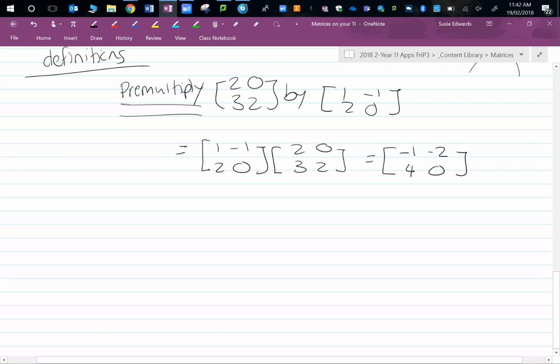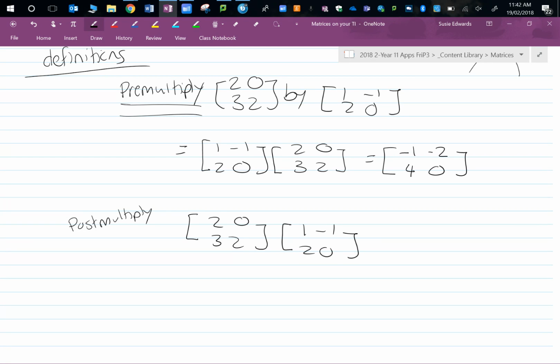So let's look at it if we say post-multiply. So same numbers, but it says post-multiply. That means it pretty much stays in the same order, okay? So we end up with 2, 0, 3, 2 times by 1, negative 1, 2, 0. Okay, so same matrices, but just in a different order. Let's see if we end up with the same answer.